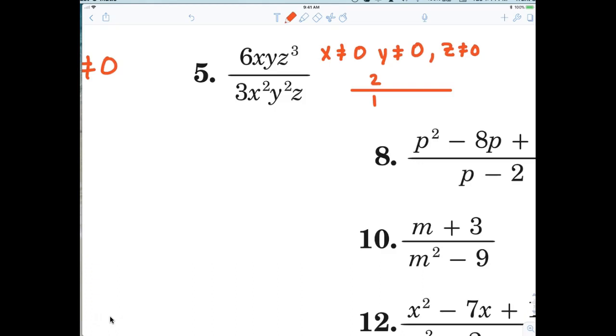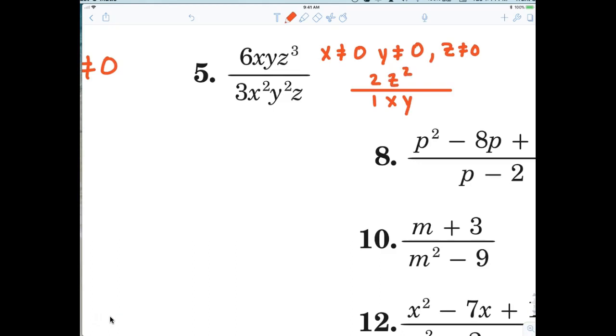How many x's on the top? How many on the bottom? 2. So I'm left with 1 x on the bottom. How many y's on the top? How many on the bottom? So I'm left with how many z's on the top? How many on the bottom? How many left? Where? On the top. Z squared.